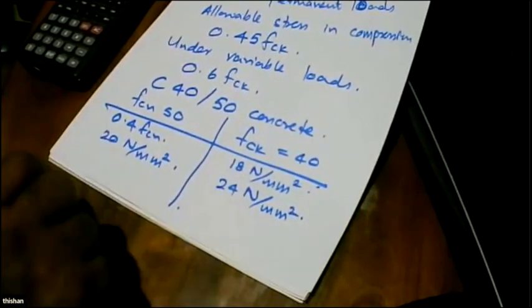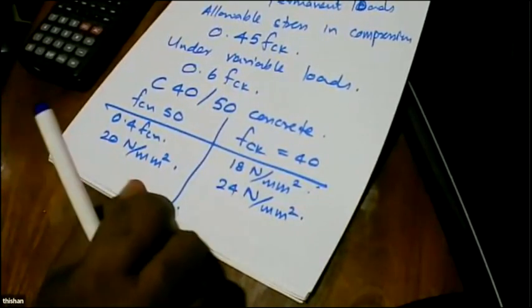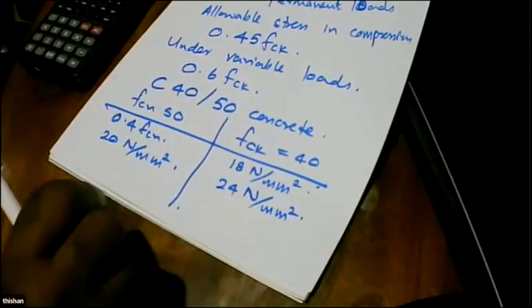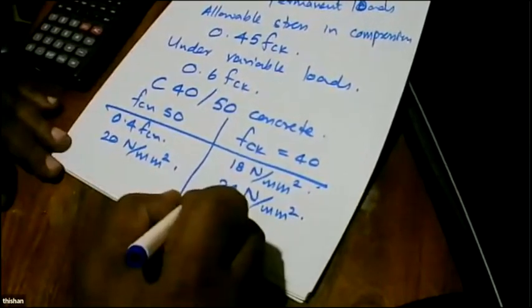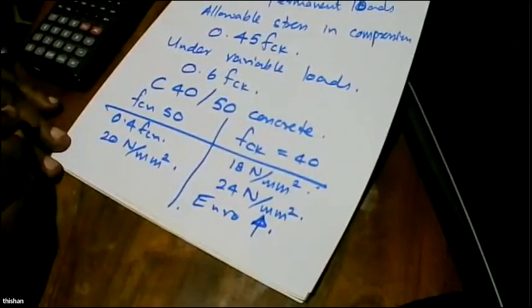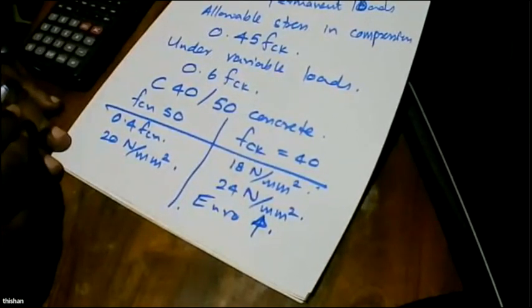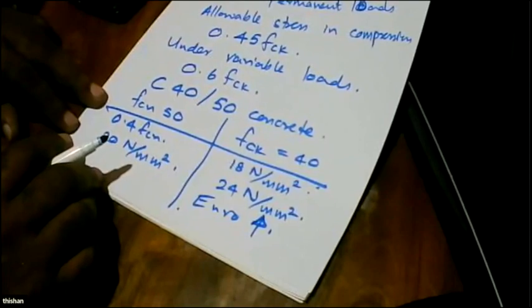But when we are looking at the overall situation where you have permanent loads plus variable loads, under the variable loads, you can go for 24 megapascal. So which means Euro code will allow you a higher range for stress, and with that we may be able to generate better designs or more economical designs the moment you go for Euro codes. So that is one of the key advantages you can notice.